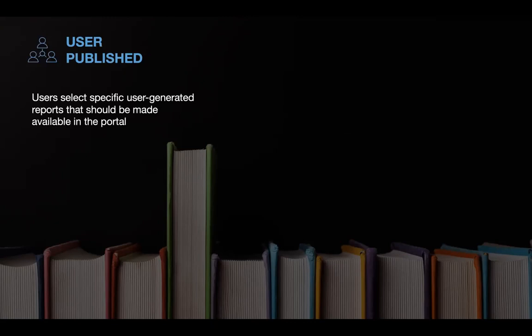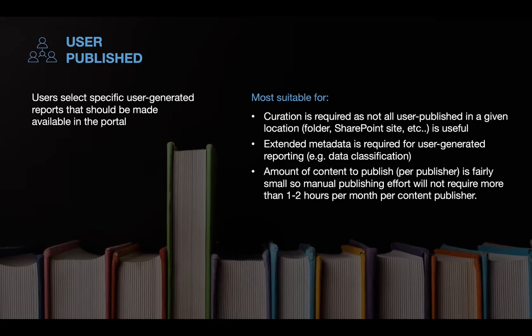In user publish, or rather business user publish, this is for user-generated reports, and it's going to be made available to the portal. And here you're saying there's curation required, so you're not going to be able to say bring everything in from this SharePoint folder, or this extended metadata has to be added as part of the publishing process, so therefore it has to be things that we publish one at a time. But there's not a huge amount, because again, if users are publishing it, they're not going to be able to publish thousands of reports a month on this. So it has to be something where in an hour or two per month, I, as a content publisher, can get my content up there, I can add the metadata that I need, and then make it available to the users that should have access.